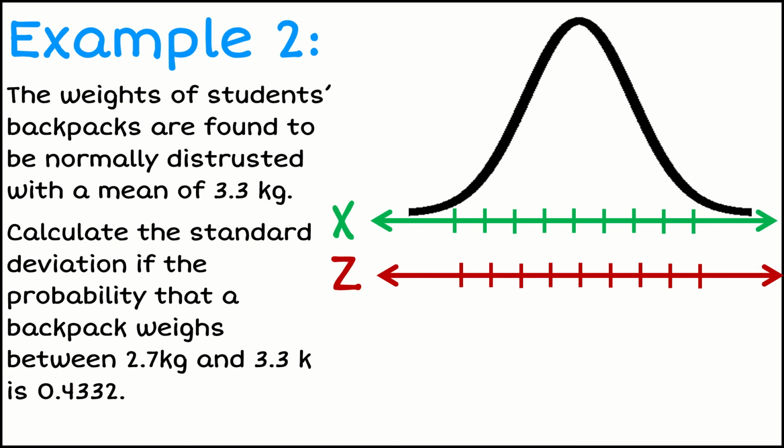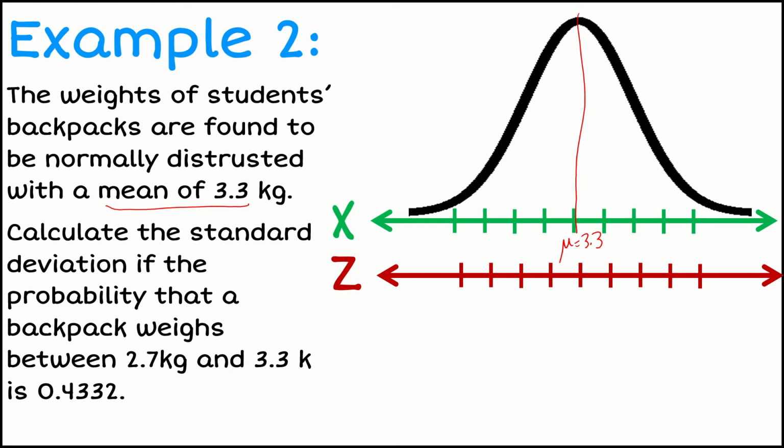Let's have a look at a second example. So in this one, we've been given the mean of 3.3 kilos. So we can put that mean in there. So there's our mean of 3.3 kilos. We need to find the standard deviation, so we don't know that yet. And the probability of a backpack weighing between 2.7 and 3.3 kilos is 0.4332.